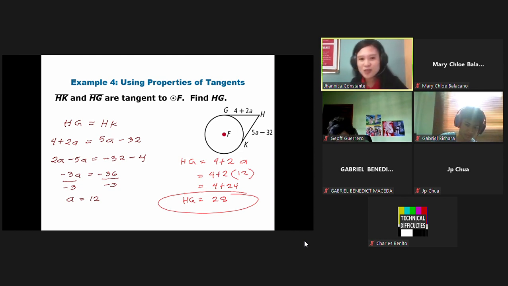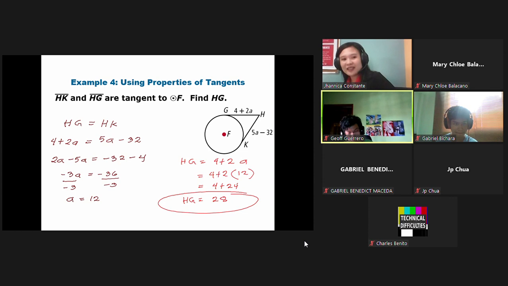Okay, with this theorem, it's about the two tangents which are equal or congruent to each other. Example.